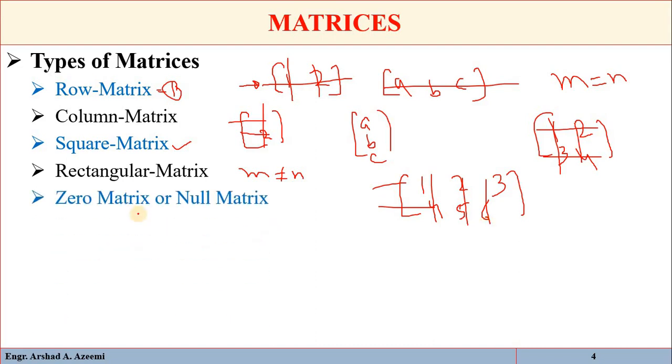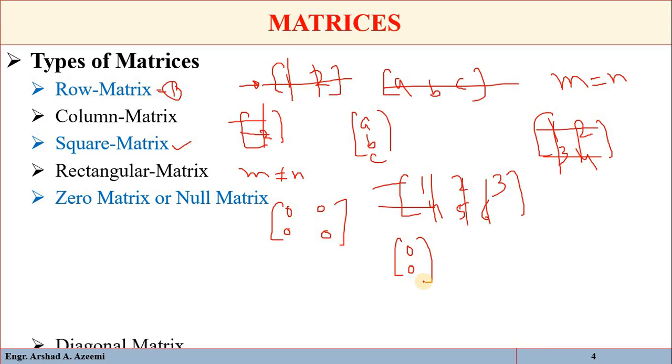Then we have the zero matrix or null matrix. Any matrix in which all the elements, all the entries, are equal to 0 is said to be a zero matrix, or a null matrix. For example this one, 0 0, is a null matrix, a column null matrix. All the elements of a zero matrix will be 0.